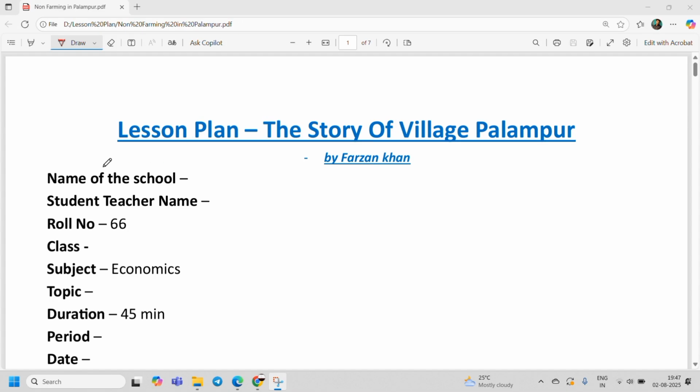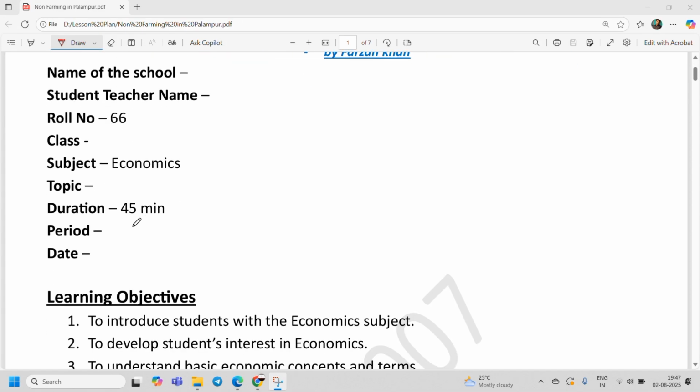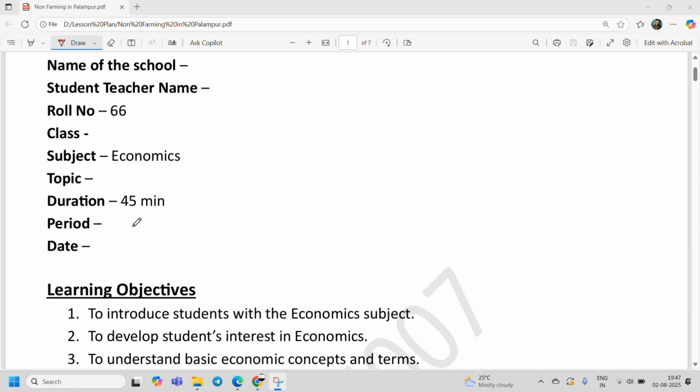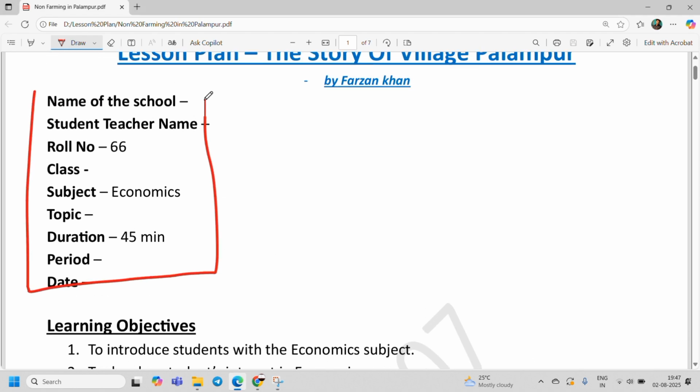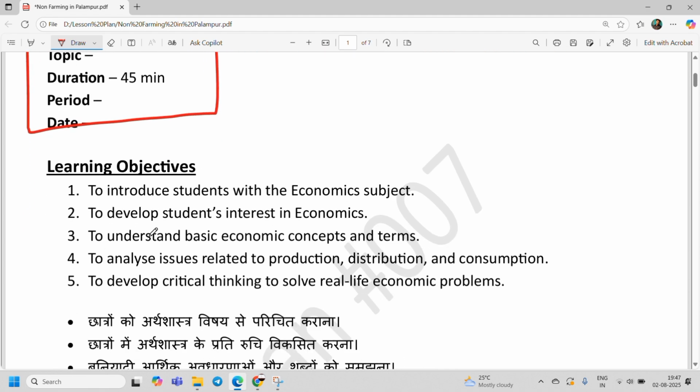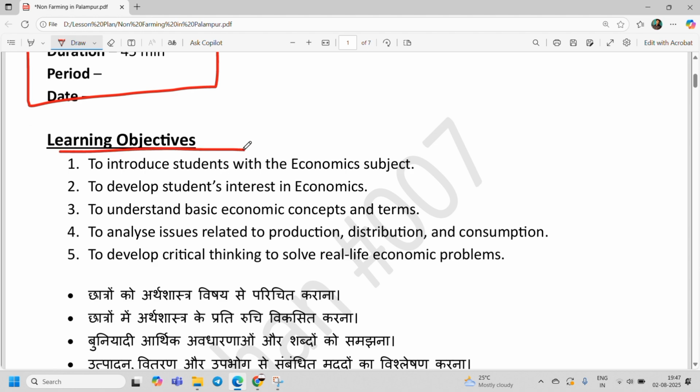Today we will discuss the lesson plan on the topic non-farming activities in Palampur. First of all, we supply this important information which is required in every lesson plan. This is the most important information. After writing this, we write the learning objectives, where we write the objectives of teaching that particular subject. What are the main objectives behind teaching that subject?